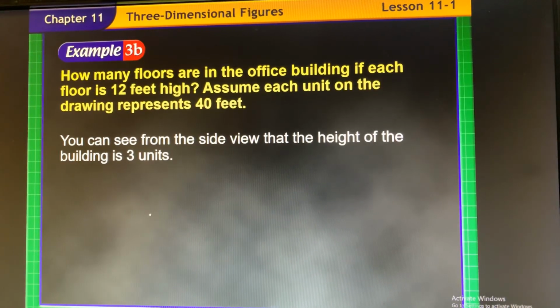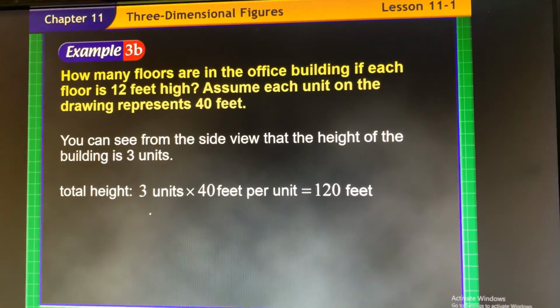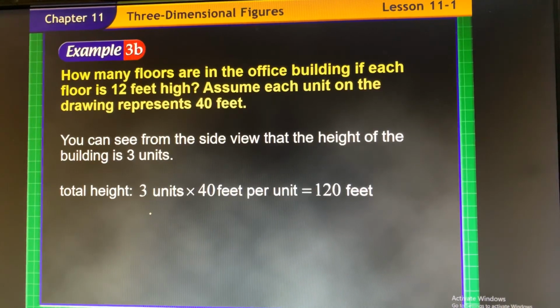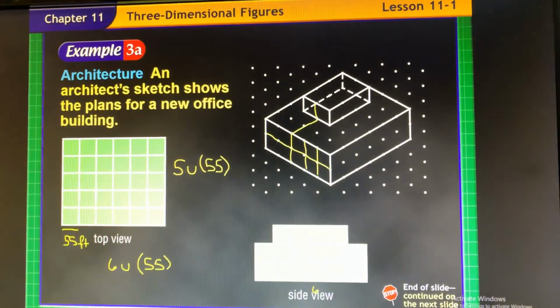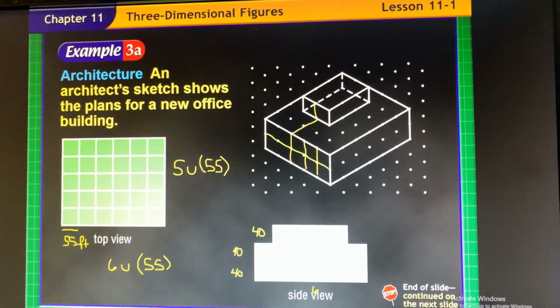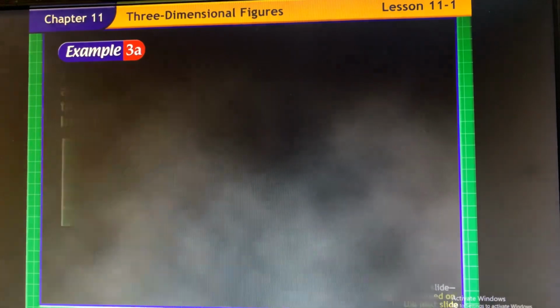Each floor is 12 feet high. And each single unit of the 3 is 40 feet. Okay? So you have 40, 40, and 40. That makes 120 feet high. That's the total height. I'll go back and show you the picture right here. 40, 40, 40, like that, okay? So that's where they're getting 120 as your height.